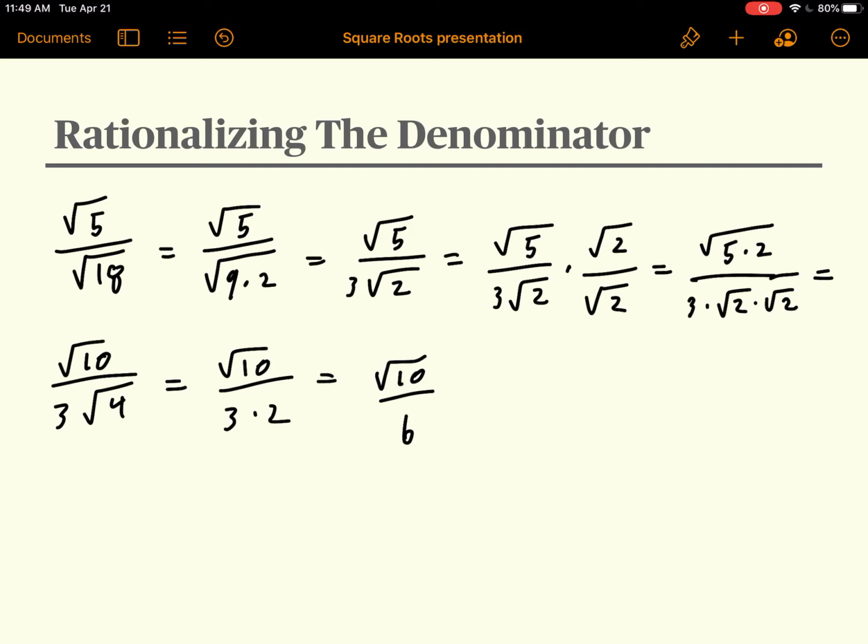And so now we have to have the square root of 2 disappear in some type of way. So we end up doing the square root of 5 over 3 times the square root of 2, times the square root of 2 over the square root of 2. And this equals the square root of 5 times 2 over 3 times the square root of 2 times the square root of 2. And that takes us to the square root of 10, because 5 times 2 is 10, and over 3 times the square root of 4. And the square root of 4 is 2. So now we have the square root of 10 over 3 times 2, and 3 times 2 is 6. So the answer is the square root of 10 over 6. And that's it.